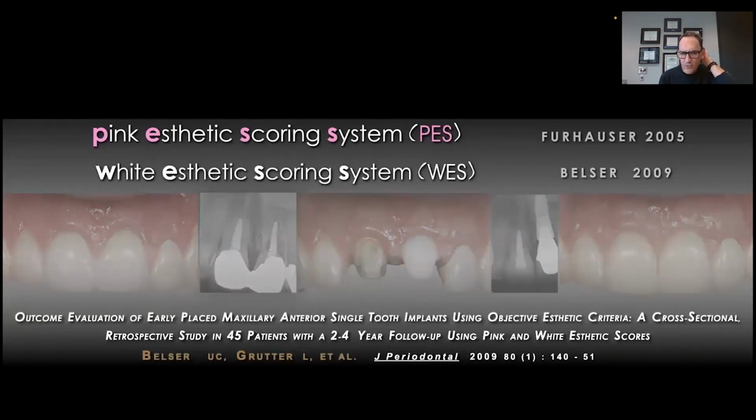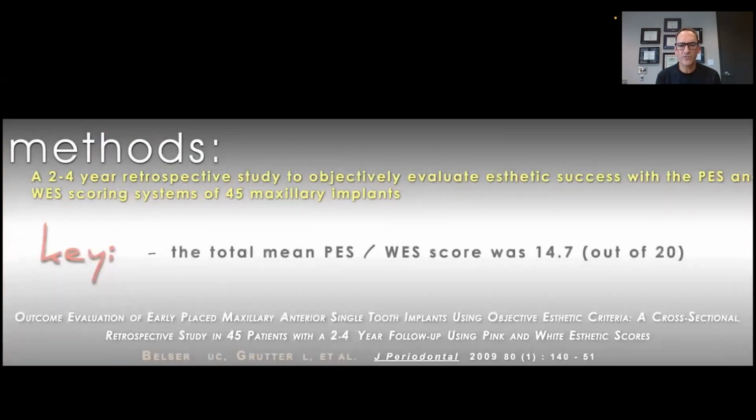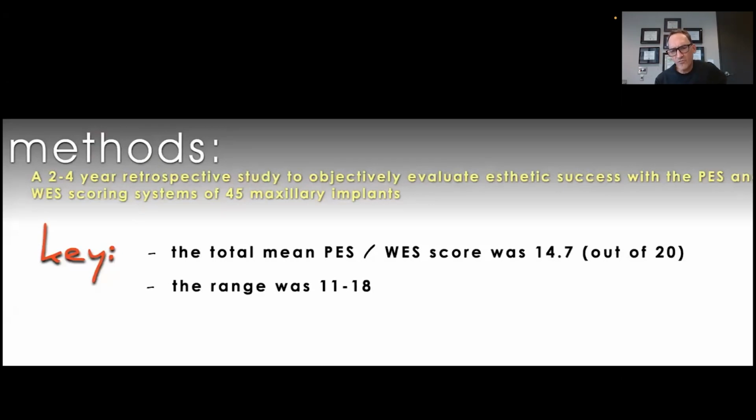First one is from Belzer, 45 patients, 2 to 4 year follow-up, grading with pink and white aesthetic scores. Okay, so a perfect implant, pink and white scores would be 10 and 10 would be 20. Now, if you look at their study, their average was 14, their range was 11 to 18. That's amazing to me. Those numbers are outstanding, but also Belzer, that name is synonymous with excellence in dentistry.